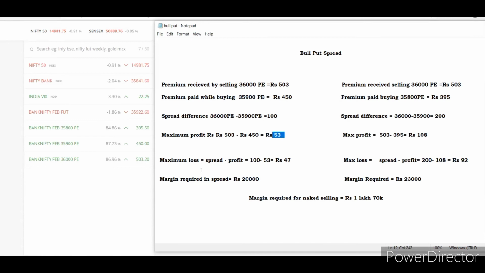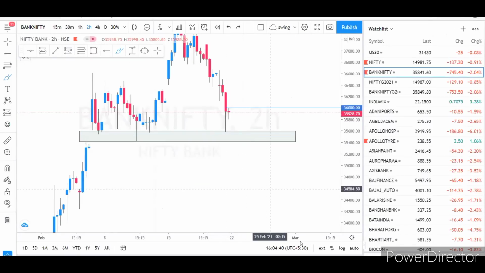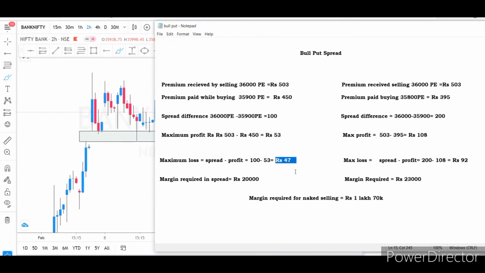And how is the maximum loss calculated? This is the formula: the maximum loss is spread minus profit. Our spread here was 100 points and our maximum profit was 53 rupees. So the maximum loss is 47 rupees. No matter what, even if Bank Nifty closes 2000 points or 3000 points lower, we cannot have a loss bigger than 47 rupees in one lot. So this is how we reduce our loss.